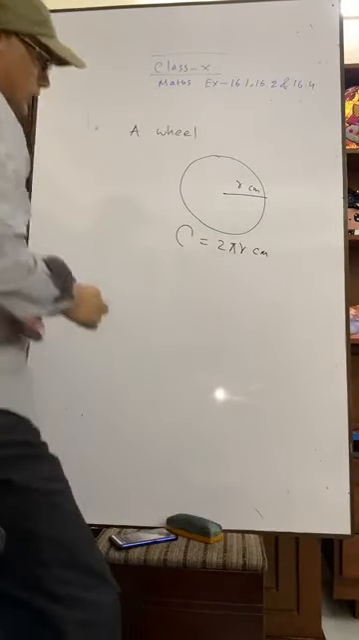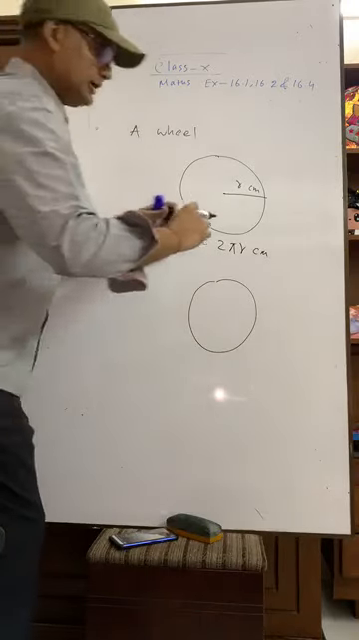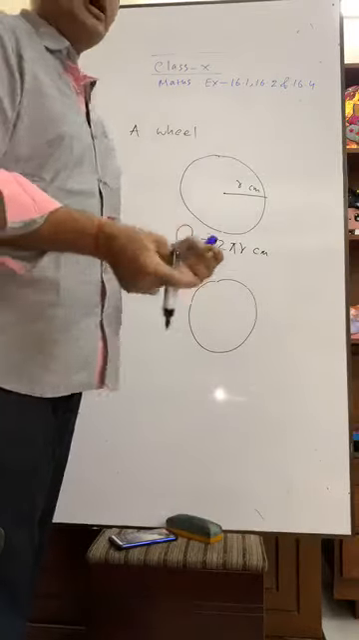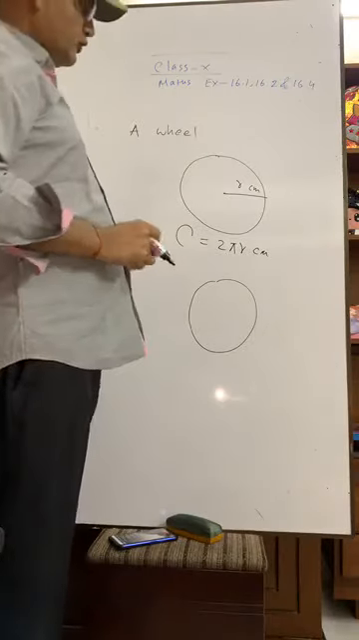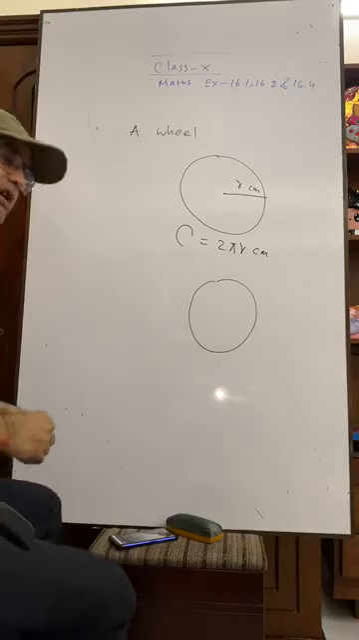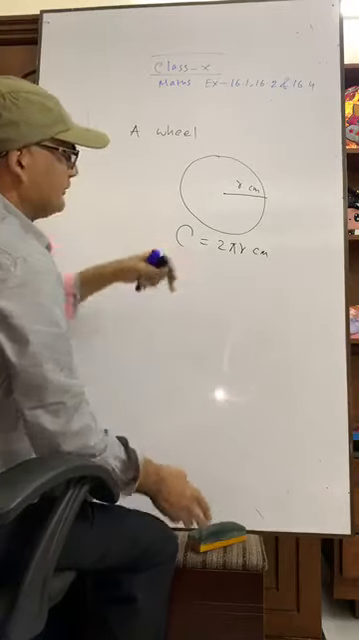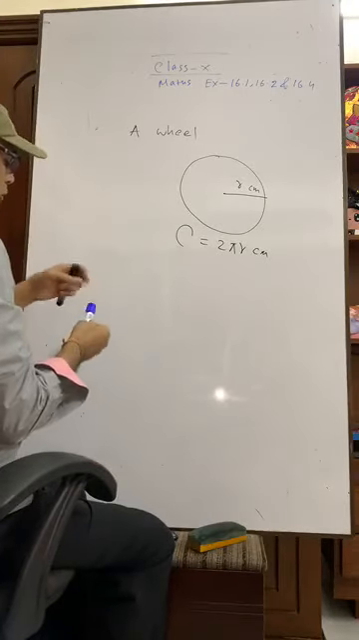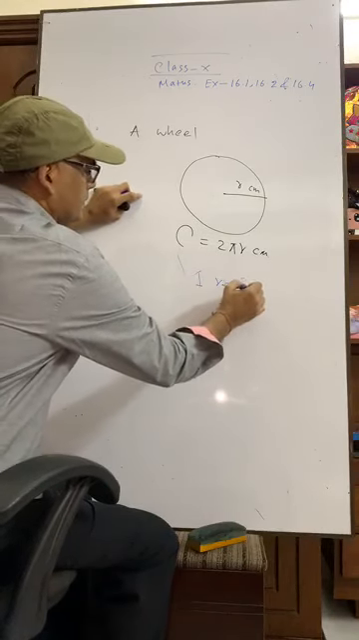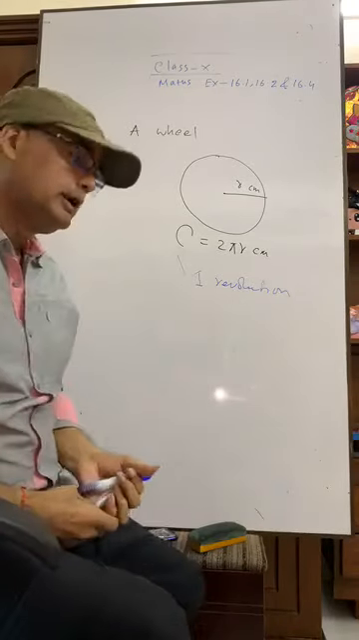What is meant by this? A wheel turns one time. That means it travels a distance equal to its circumference. So by revolving one time, the wheel travels a distance of 2 pi r centimeter. It is equal to one revolution.